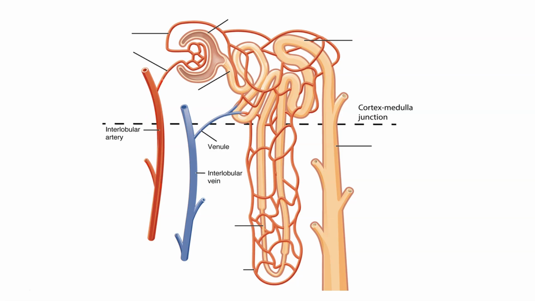What's going to happen is that blood's going to come off, and then it's going to go through this really crazy capillary network, and then it's going to leave. The inlet into this capillary network is called the afferent arteriole, and the place that it leaves is called the efferent arteriole. And oftentimes, the efferent arteriole is more narrow, and the afferent arteriole is more open.